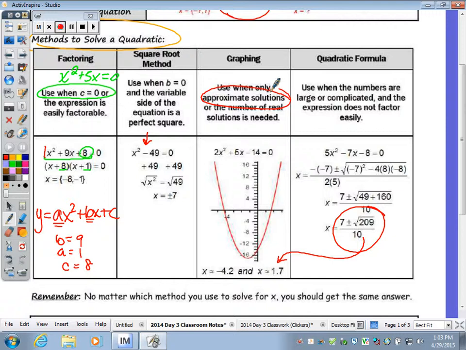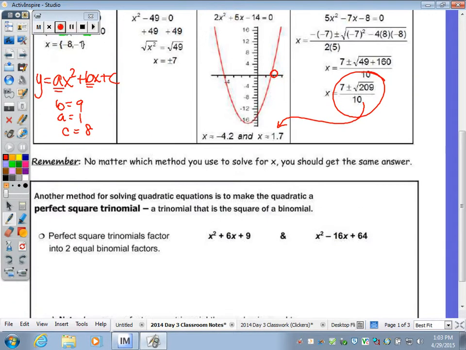But it is good to see when you do have the approximation, what's this equivalent to? And don't forget, you can use the trace button on your calculator, but also you can calculate your roots using the calculator as well. But if you have a highlighter, it's just important to note that whatever method you use, you should get the same answer.